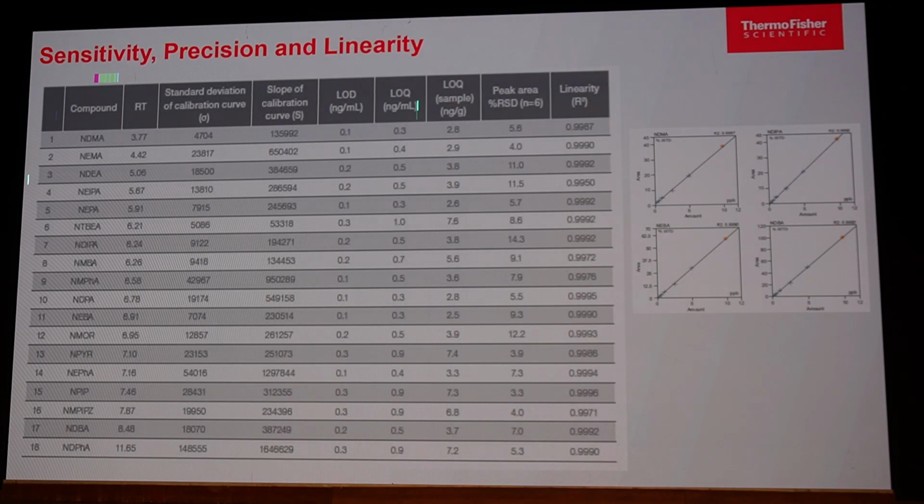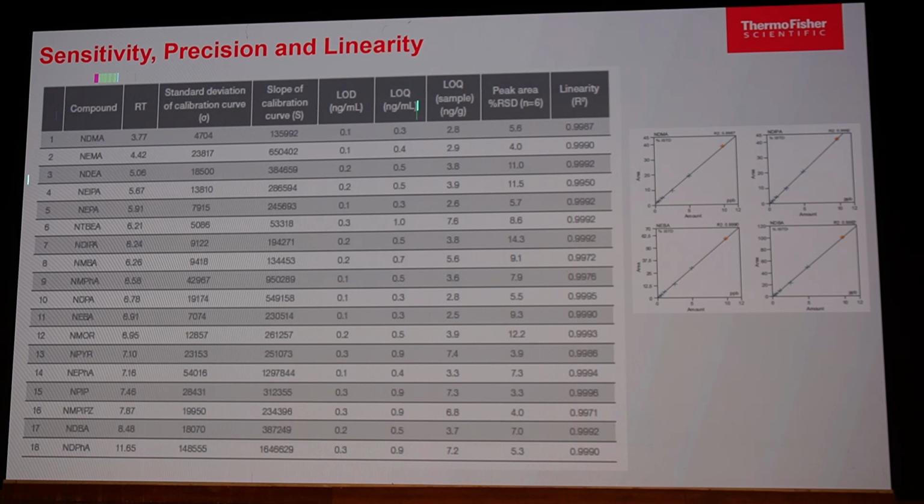Then this is the sensitivity, precision and linearity study for all 18 impurities, in tabular form, where you can see all impurities are detected down to 0.1 nanogram per ml, and the correlation coefficient is also more than 0.999. So in these cases we have done the sample preparation manually, we have done the extraction, and then injected it.